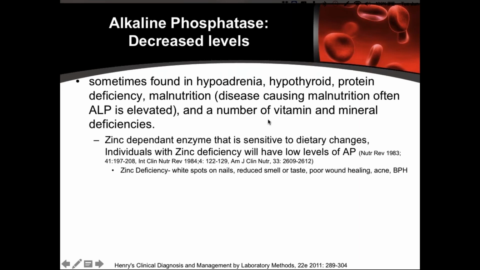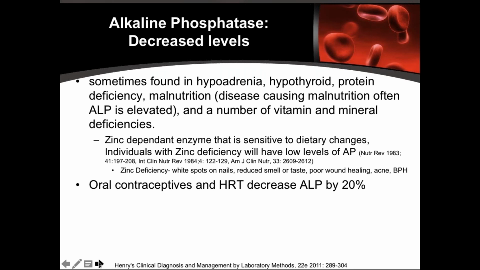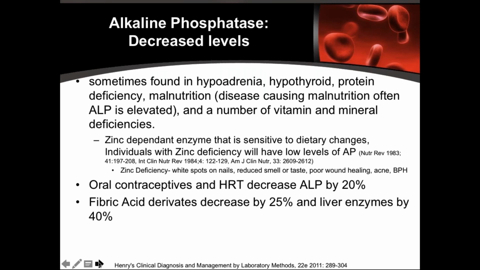If you see decreased phosphatase, it's a long list. I would not use decreased phosphatase as a springboard to generate my differential diagnosis list, right? Look for some other lab, and that should be able to help you. So realize that oral contraceptives are also going to decrease your ALP, your alkaline phosphatase levels.